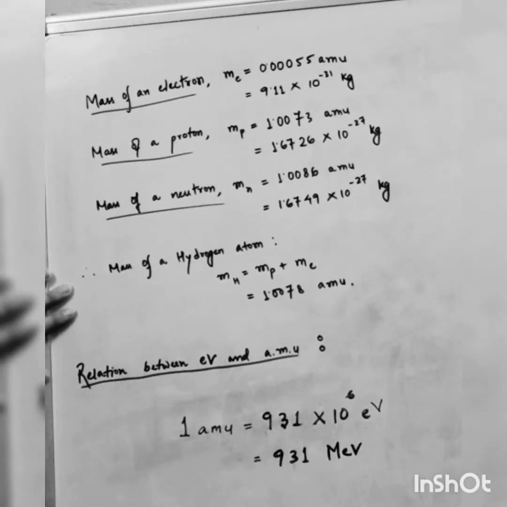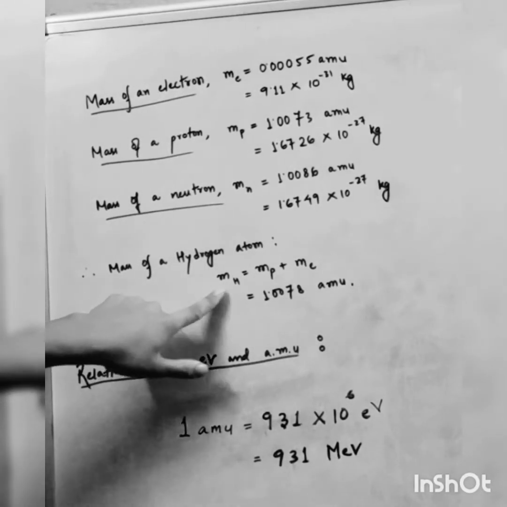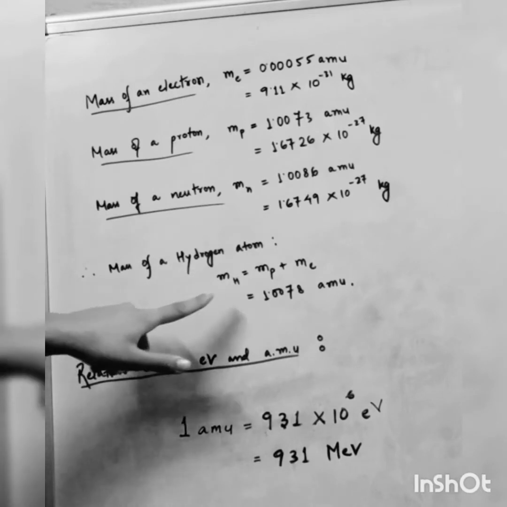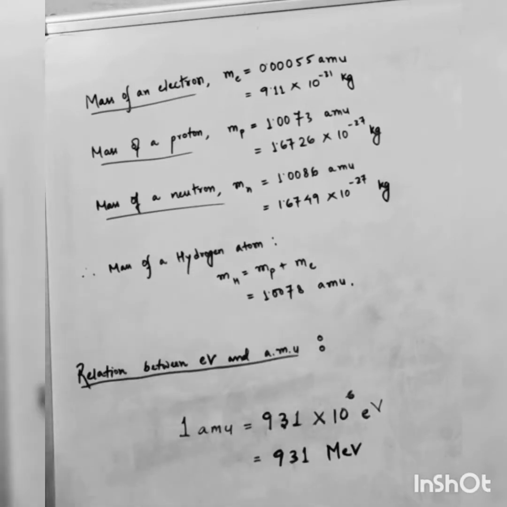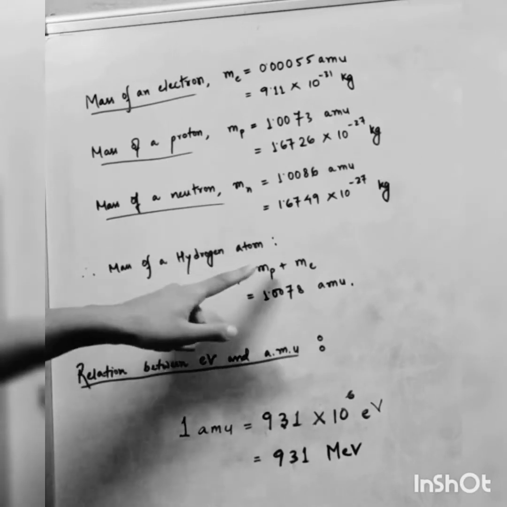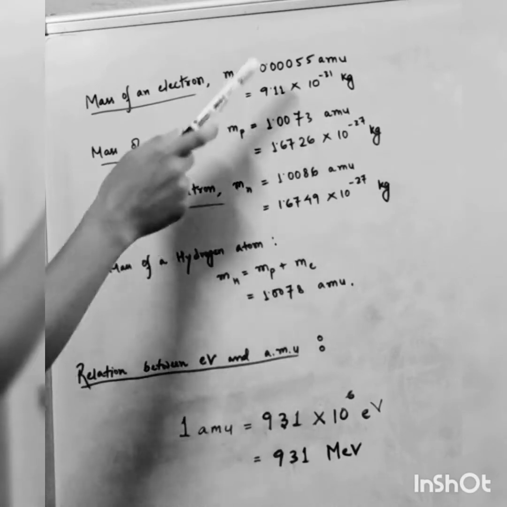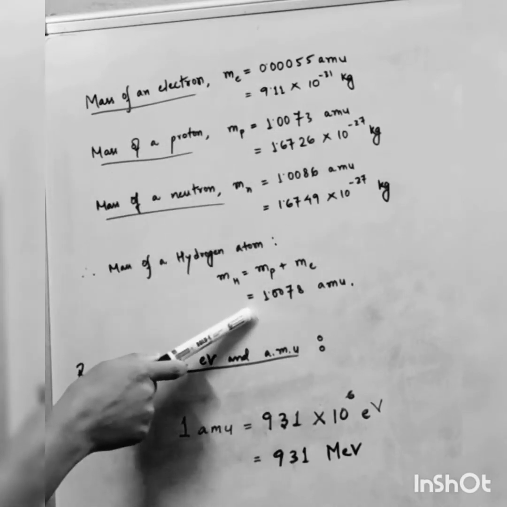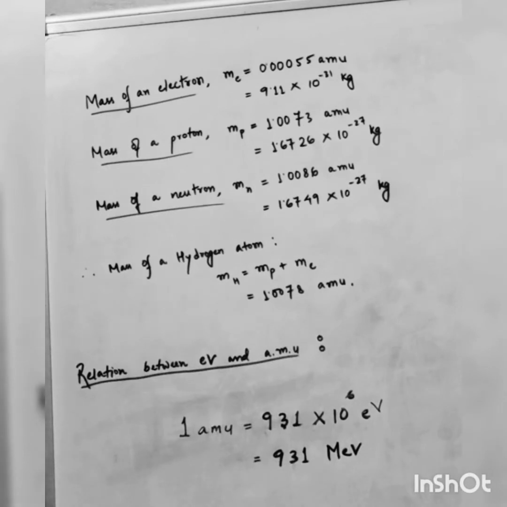So if you're asked what is the mass of a hydrogen atom, you have to know that the mass of a hydrogen atom is equal to the mass of one proton plus the mass of one electron, because one hydrogen atom is made up of one proton and one electron. So it is equal to the mass of one proton plus the mass of one electron, which gives us 1.0078 atomic mass unit.